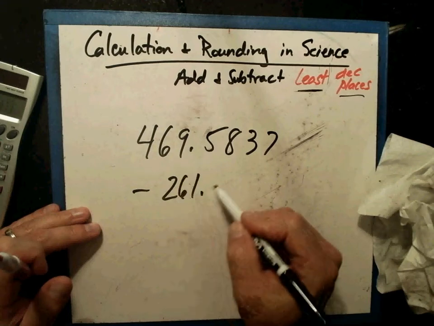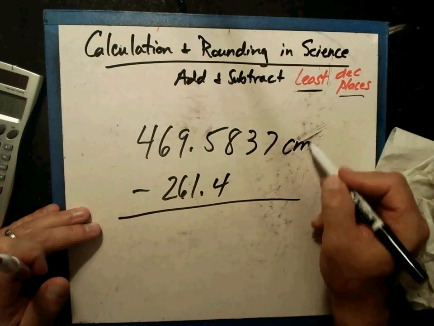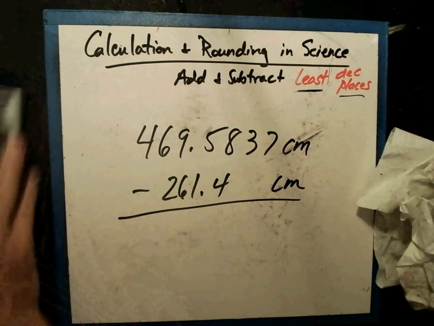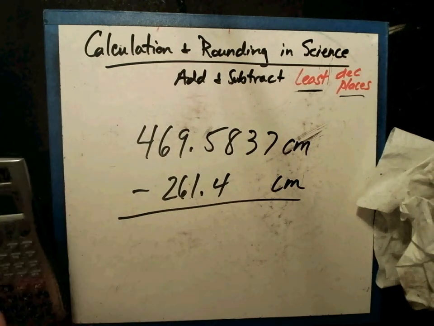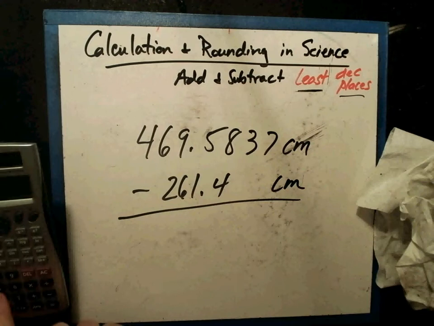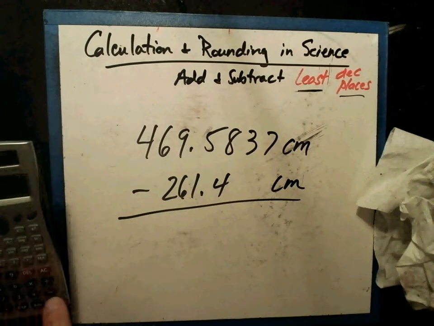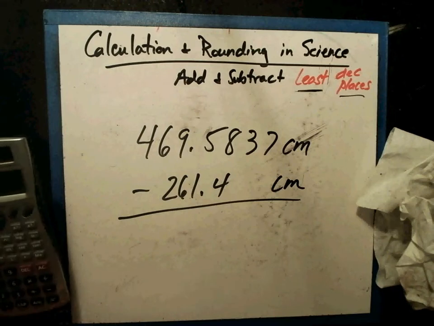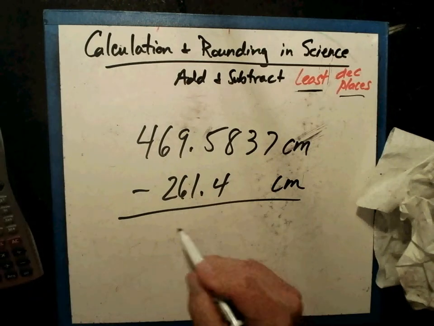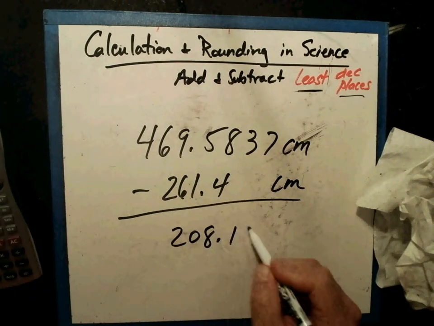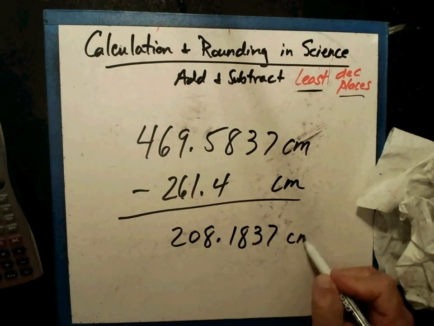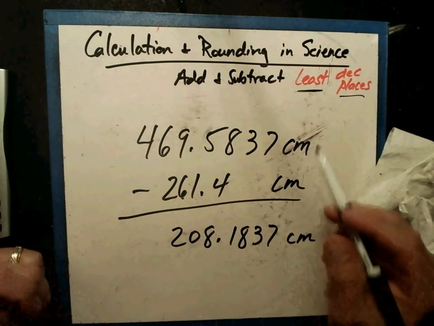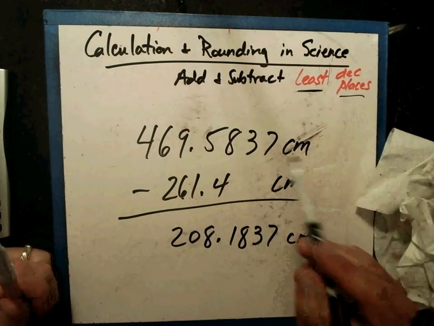469.5837 minus 261.4. We're going to make them centimeters. Okay? Take a handy dandy calculator. 469.5837 minus 261.4. 208.1837 is what my calculator says. Okay? Is that the answer? I don't know. Let's check.